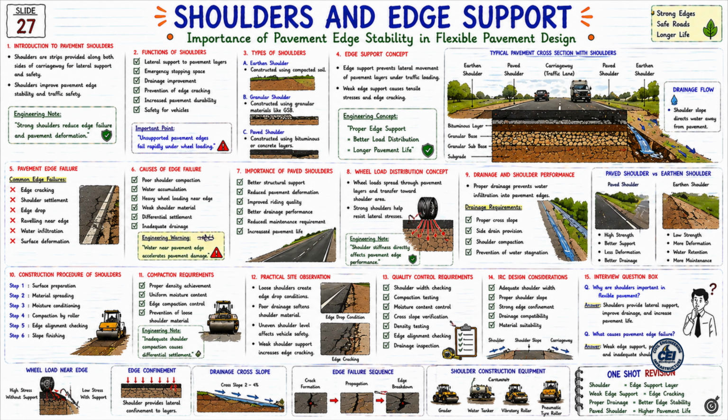अब नीचे वन शॉट रिवीजन देखते हैं. Shoulder, edge support layer, weak edge support, edge cracking, proper drainage, better edge stability, paved shoulder, higher pavement life.